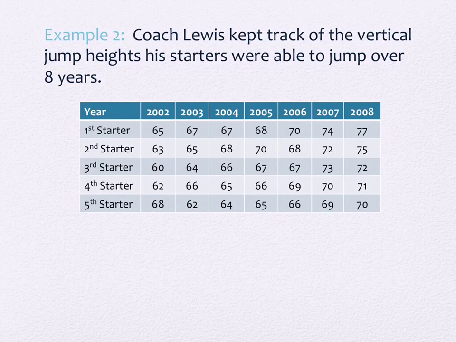Okay? So this says Coach Lewis kept track of the vertical jump heights of his starters, the vertical jump heights his starters were able to jump over 8 years. So he has the 5 starters on his basketball team, okay? Vertical jump height means how much you can jump straight up and down, okay? Not like long jump, like vertical jump. And this should say in here, and I left it off last semester, apparently I never got it fixed, jump heights in inches.